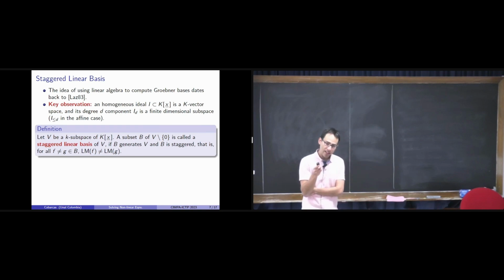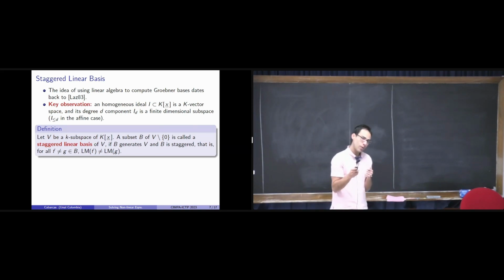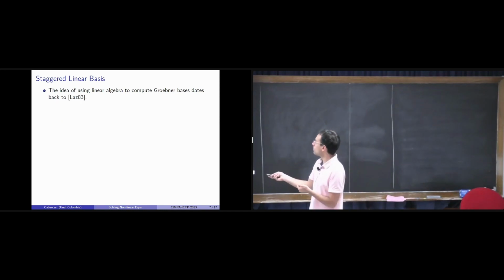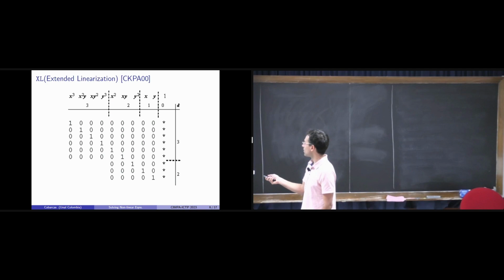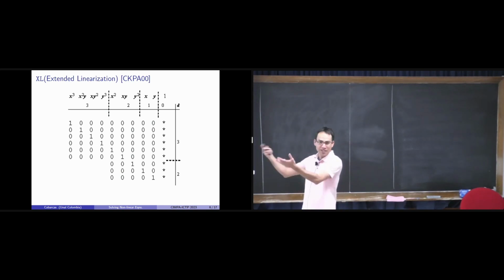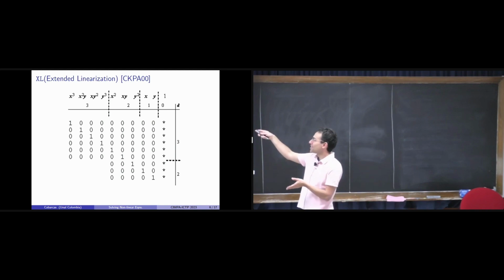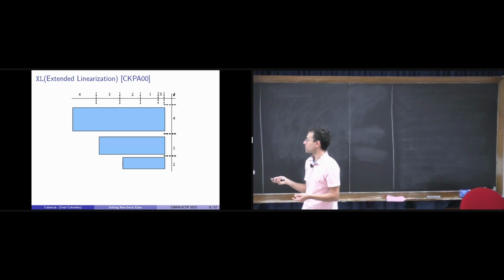And this is exactly what we achieved when we did Gaussian elimination. If you remember our example before, so something like this. If you look at these polynomials, you think of each of these as a polynomial, each has a different leading monomial. So this is a staggered linear basis of the original vector space generated by those polynomials. That's what staggered means.